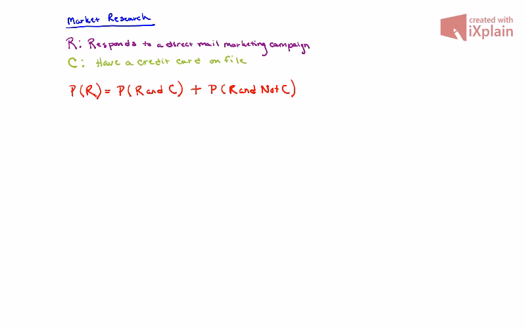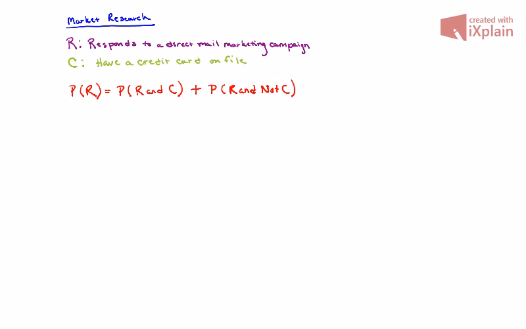Because we've broken this up into an either has or has not, when we add those two probabilities together, we are covering the whole gamut of who could potentially respond to us. People with credit cards could respond to us. People without those credit cards could respond to us. There's no one else that we're leaving out. We've covered the entire population that we're interested in.